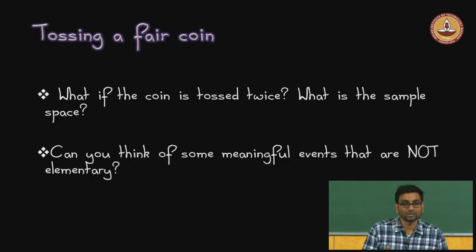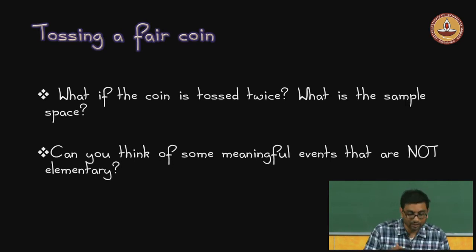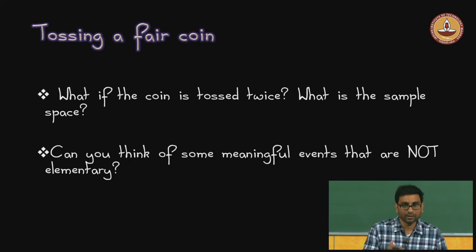What if you toss the coin twice? So, what is the sample space? So, at least what is the cardinality of the sample space when you toss it twice? 4. Okay. And then one more question for you.